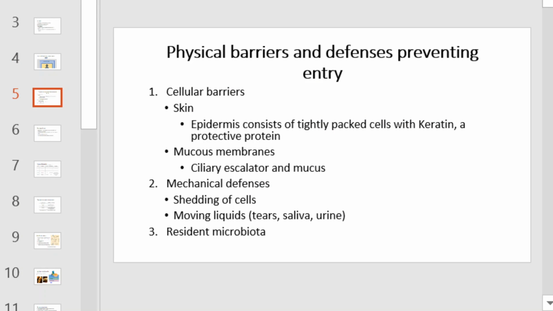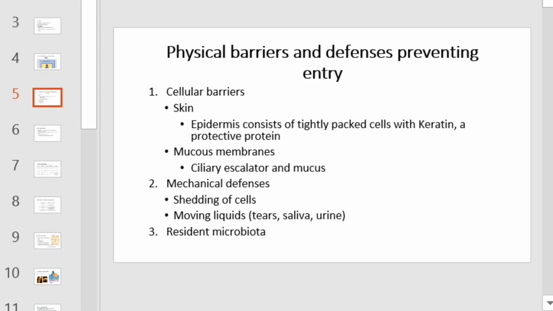Physical barriers and defenses preventing entry. The body has a number of physical barriers to protect you from foreign invaders. We begin with cellular barriers, which include your skin and mucosal membranes. The epidermis of the skin is made up of tightly packed cells impregnated with keratin, which is a protective protein. The skin operates as an effective barrier against foreign pathogens. However, it can be torn or breached.